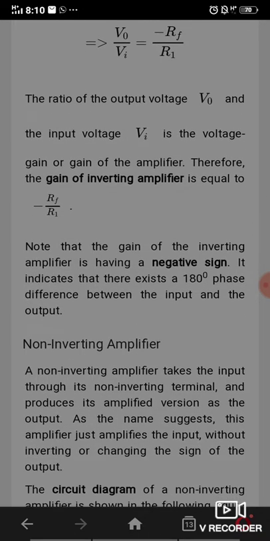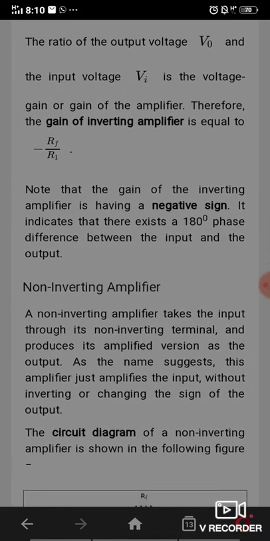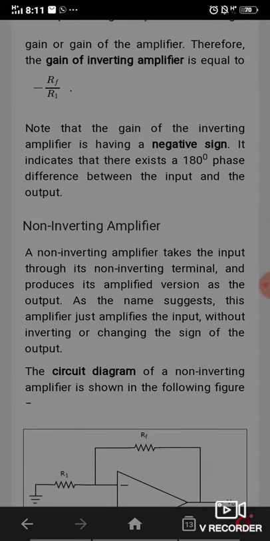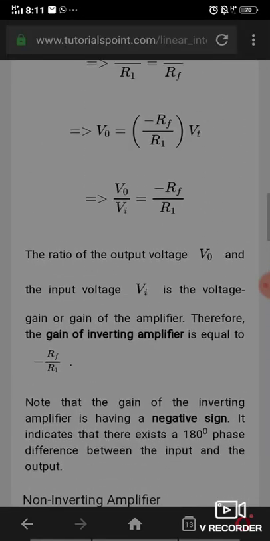Now we discuss the non-inverting amplifier. A non-inverting amplifier takes the input through its non-inverting terminal and produces its amplified version as the output. As the name suggests, this amplifier just amplifies the input without inverting or changing the sign of the output. The circuit diagram of a non-inverting amplifier is shown below.